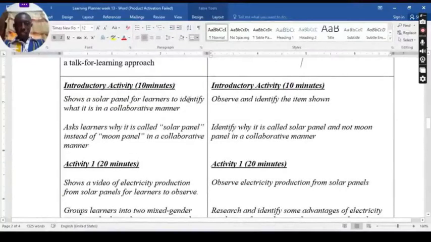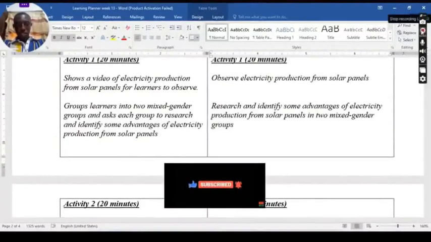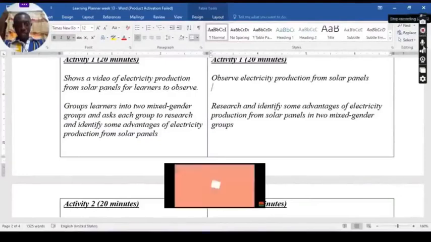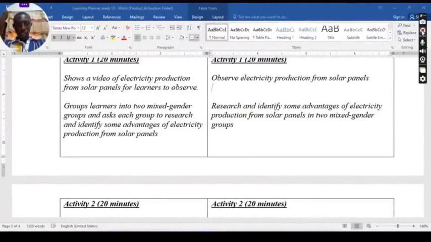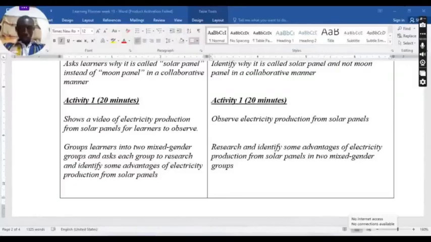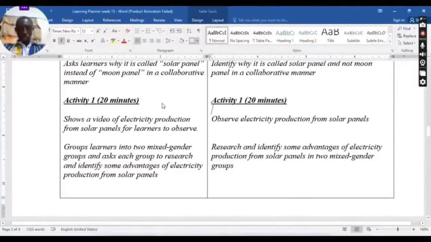So I brought their attention to solar panels. They have a gist, an idea that we are going to talk about something on solar panels. Alright. With that said, let's move on to activity 1, the first main activity of the lesson. So this is the first activity under week 13, which is generation of electricity from solar panels.